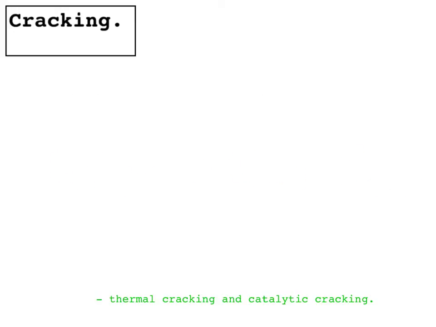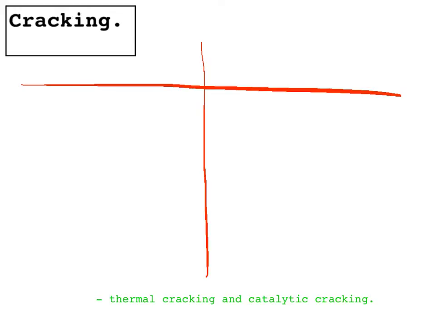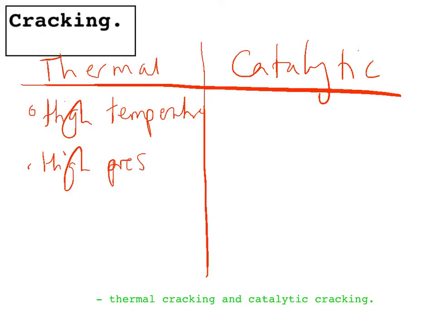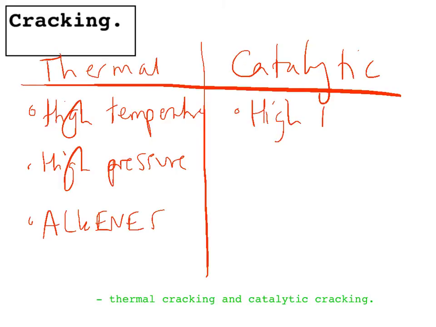You should be grateful if you get that sort of question in an exam. Now, there are 2 types of cracking that are used that have different conditions and produce slightly different products. So I'm just going to draw a small table. We've got thermal cracking, and we've got catalytic cracking. Thermal cracking requires a high temperature, as you may expect with the name thermal, and a high pressure. And the main thing that this produces is alkenes. A catalytic cracking process requires a high temperature, only a slight pressure, and to make up for that difference, it uses a catalyst.